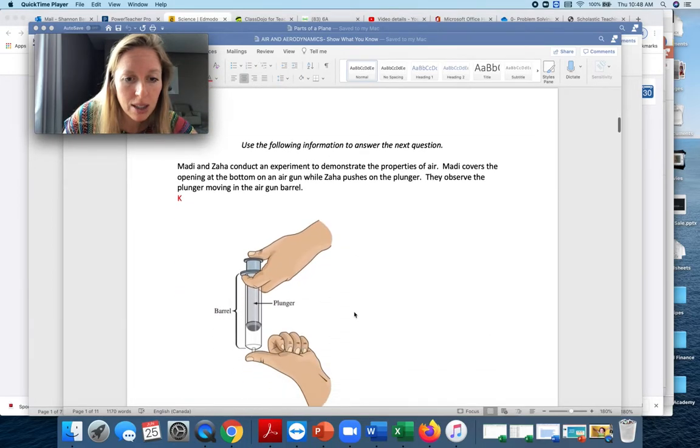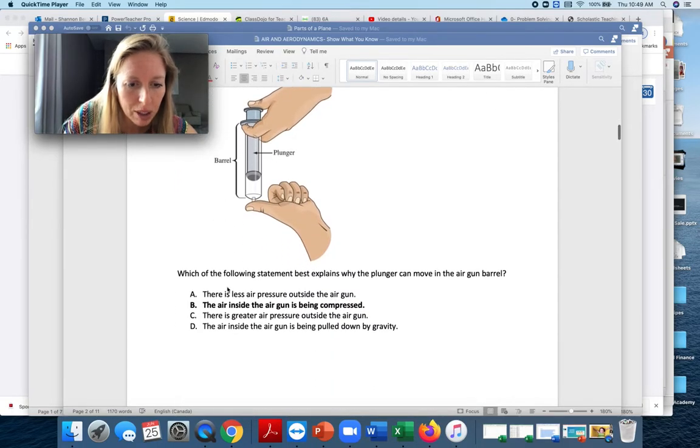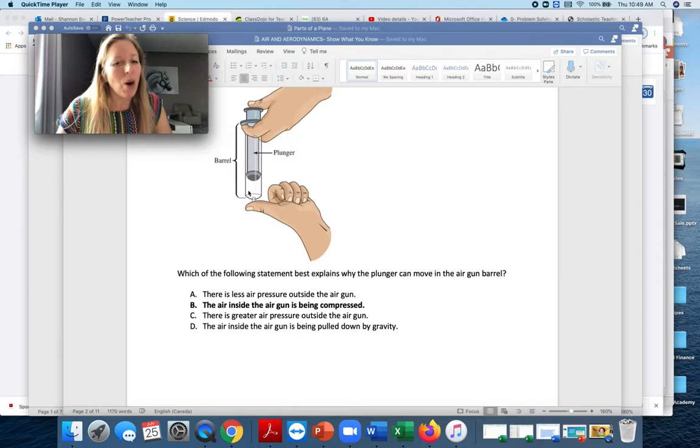Number three, Maddie and Zaha conduct an experiment to demonstrate the properties of air. Maddie covers the opening at the bottom of one end of an air gun or a syringe kind of thing. Zaha pushes on the plunger. They observe what is happening. Which of the following statements best explains why the plunger can move the air in the barrel? So this is the barrel. Why is it possible for this plunger to move? What is happening in here?